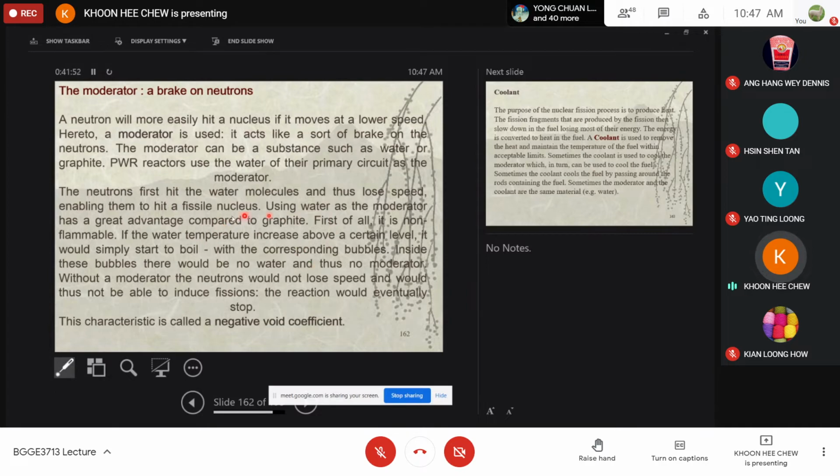Okay, using water as a moderator has a great advantage compared to graphite. First of all, it is not flammable, and if the water temperature increases above a certain level, it would simply start to boil. And with the corresponding bubbles, inside this bubble there would be no water, and thus no moderator. Without a moderator, the neutron would not slow down its speed. When it does not slow down, the chances for it to collide with a nucleus will be less, and it would thus not be able to induce fission. Yeah, the reaction would eventually stop. So this characteristic is called negative void coefficient.